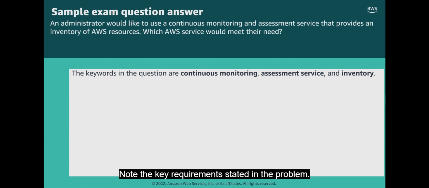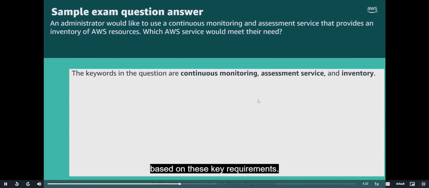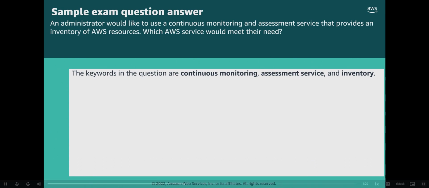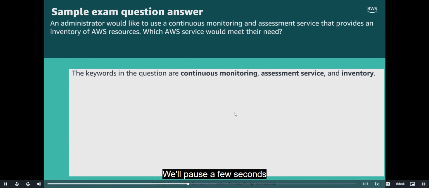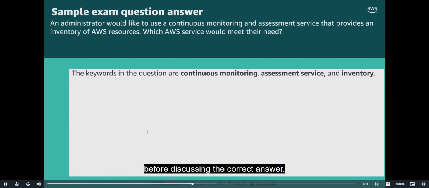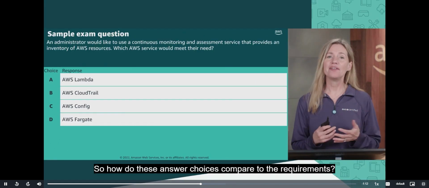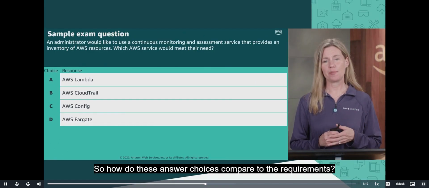Note the key requirements stated in the problem. The keywords to focus on are continuous monitoring, assessment service, and inventory. Consider the answer choices and rule them out based on these key requirements. We'll pause a few seconds before discussing the correct answer. So how do these answer choices compare to the requirements?